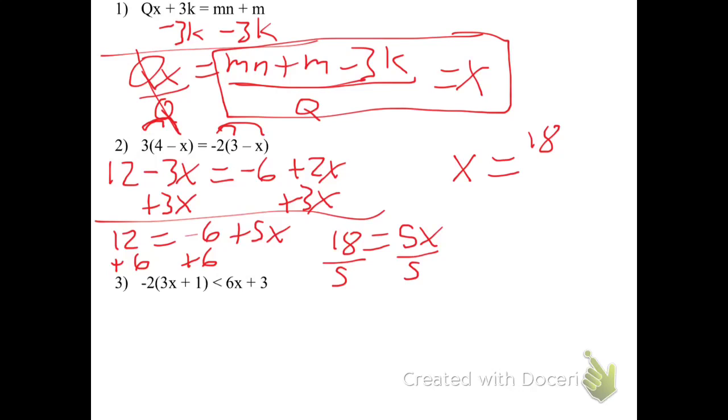You just leave it like that. You could put it in your calculator, you get something like 3.6 or something like that. But just leave it as a fraction. X is 18/5. And we're gonna move on to number 3.